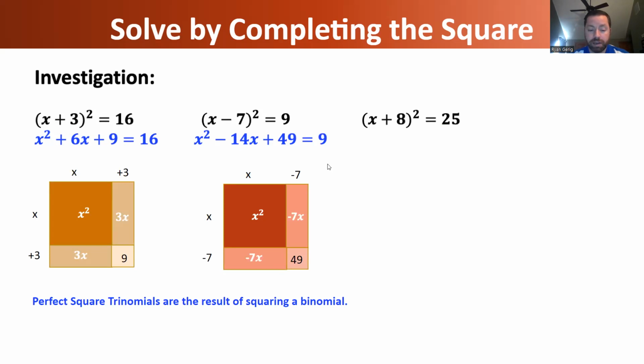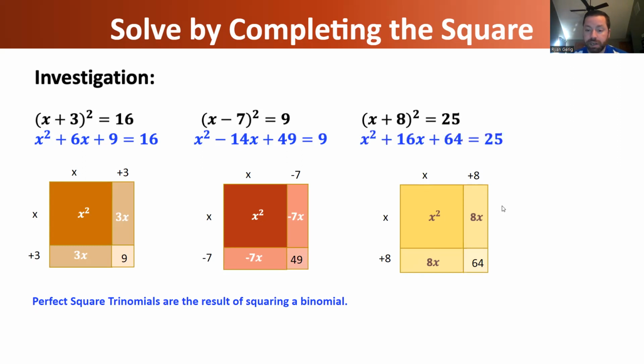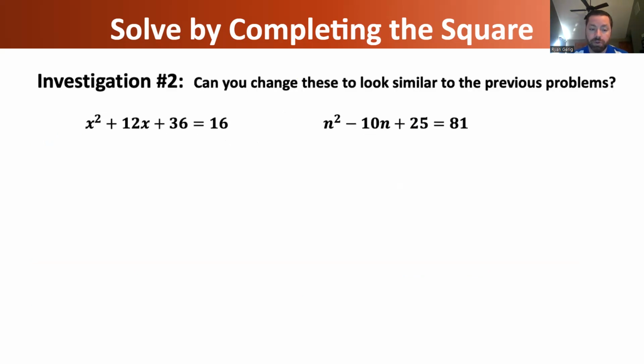One more time. And again, I'm showing you the picture because that's going to come into play here in a little bit. So x plus 8 times x plus 8 is x squared plus 8x plus 8x plus 64, which is x squared plus 16x plus 64, a perfect square trinomial. Okay, so let's go the other way. Can you change these to look similar to the previous problems? Okay, so x squared plus 12x plus 36.